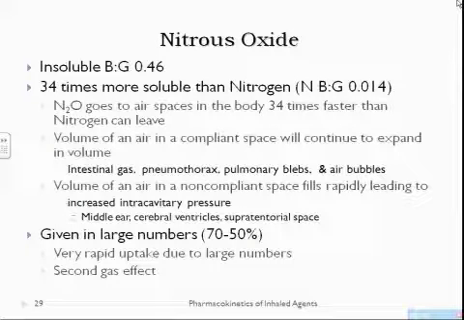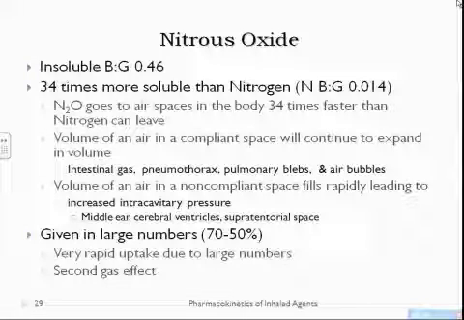It's basically following this. If you look at nitrous oxide, it's an example of an insoluble agent: its blood gas partition coefficient is 0.46. It's actually 35 times more soluble than nitrogen. And because of that, nitrous oxide will replace nitrogen wherever it's at. It'll push it back out. So what you'll see is nitrous oxide will go into air spaces in the body 34 times faster than nitrogen can leave.